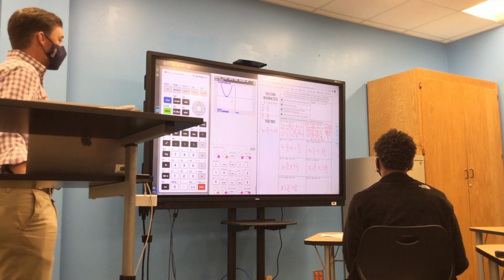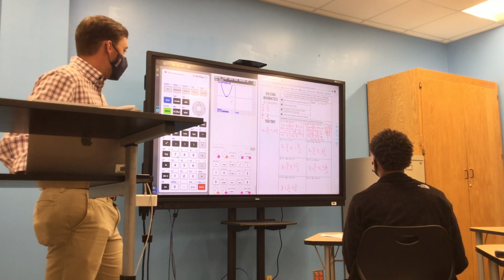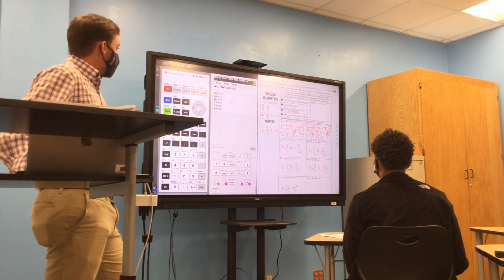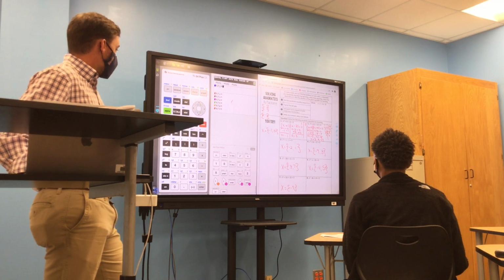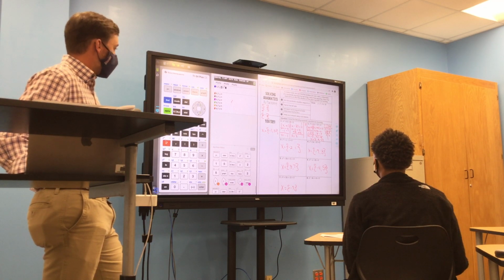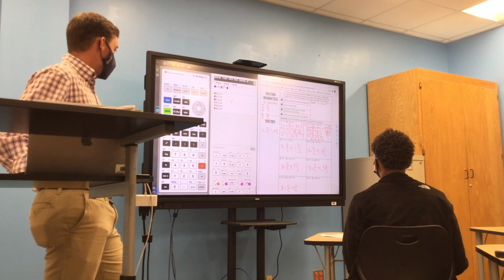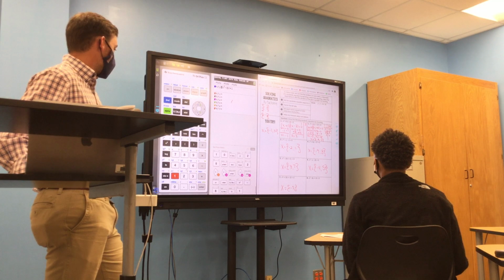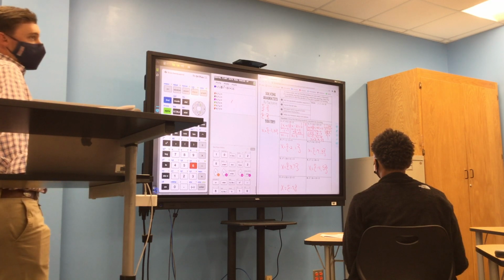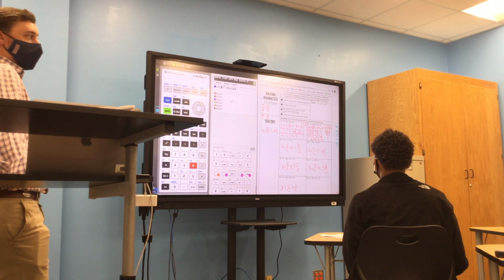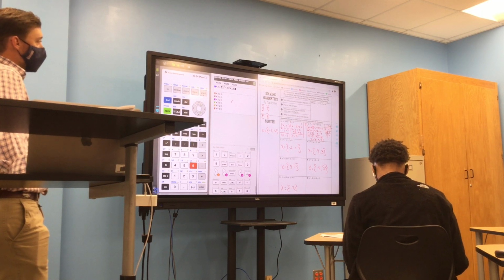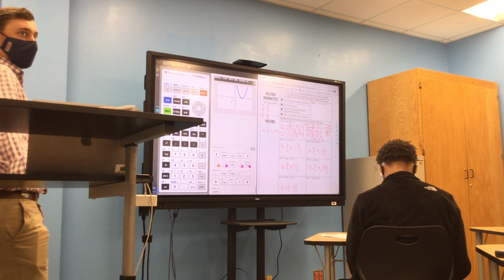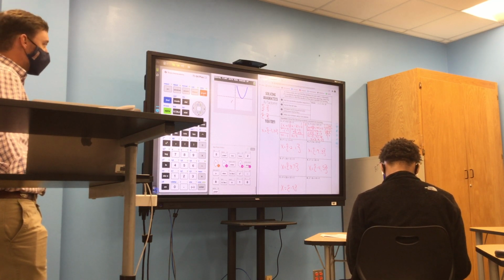Alright, let's look at number 8. Clearing out y1, we've got x squared, then negative 8x, and then plus 16. Once you get this typed in, your y1 should look like mine, and your graph should look like mine. If your graph doesn't look like my graph, then something's wrong, you need to let us know.